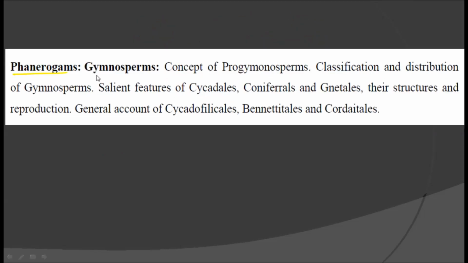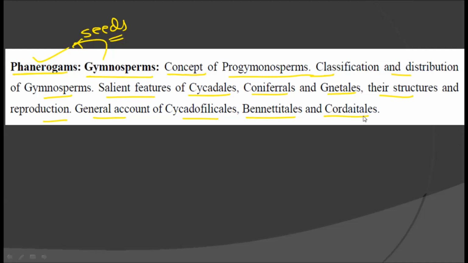Alright. Then in the second chapter, you have to study the gymnosperms. As gymnosperms are seed plants, they are considered phanerogams. In the gymnosperms, you have to study the concept of progymnosperms, then classification and distribution of gymnosperms, then salient features of Cycadales, Coniferales, Gnetales, their structure and reproduction, and then a general account of Cycadofilicales, Bennettitales, and Cordaitales.